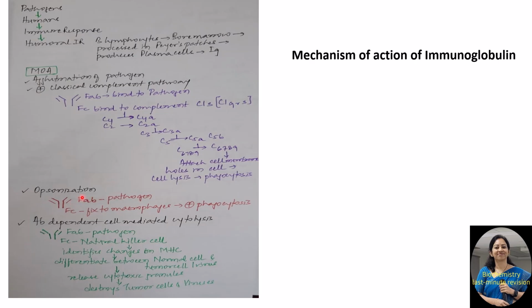The next one is opsonization. Here the FAB portion will fix to the pathogen, and the FC portion will fix to the macrophages, and it will facilitate phagocytosis by the macrophage.